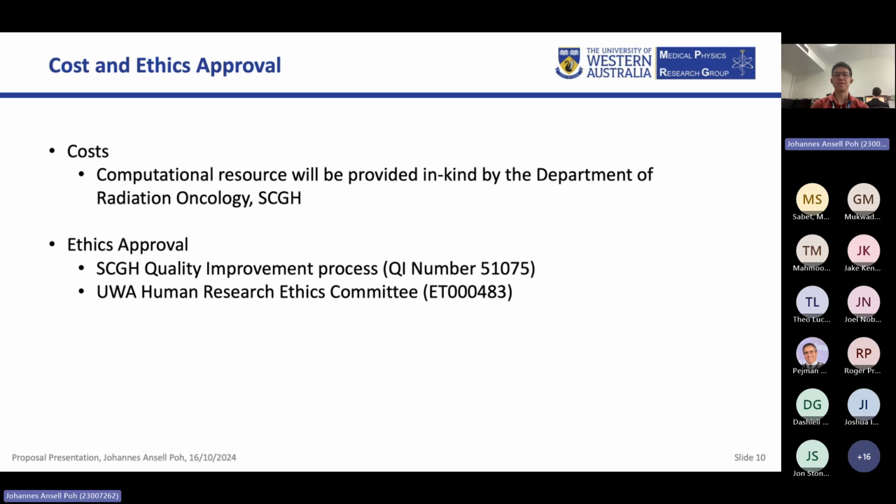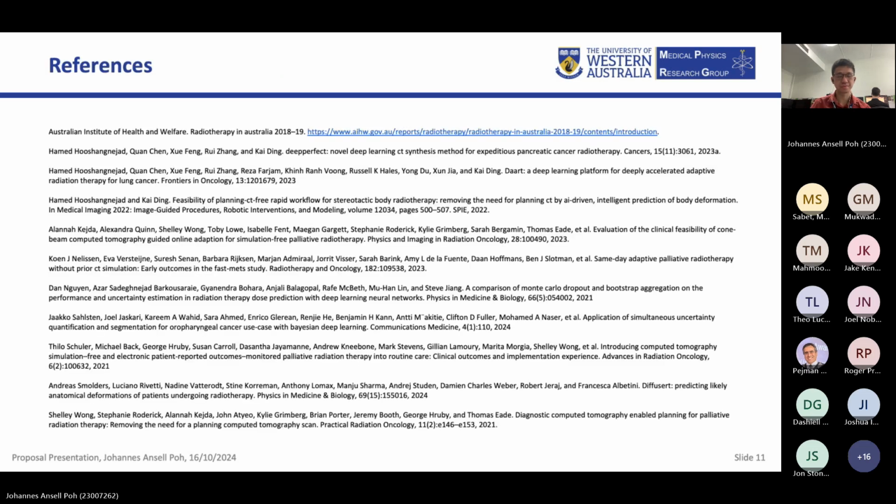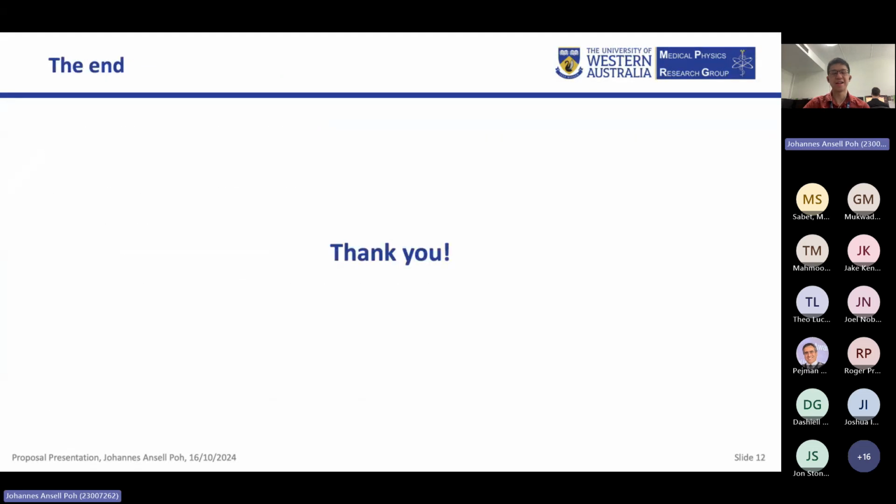So the computational resource needed for this research will be provided by the Department of Radiation Oncology here at the Sir Charles Gairdner Hospital, and ethics approval has been granted for this research. So these are the references, and thank you.